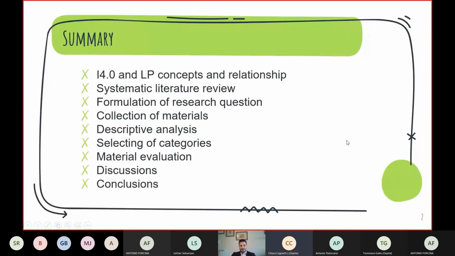Okay, thank you. In the summary, briefly, we show the concept of the presentation: Industry 4.0 and Lean Production concept and relationship, systematic literature review, formulation of research question, collecting of materials, descriptive analysis, selecting of categories, material evaluation, discussion and conclusion. Next, please.